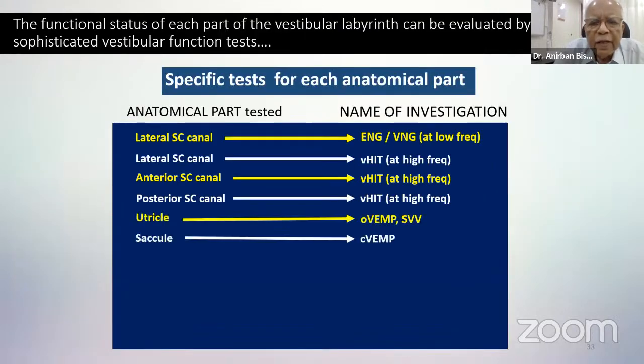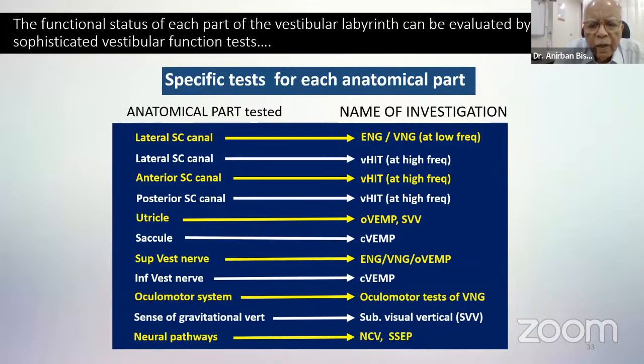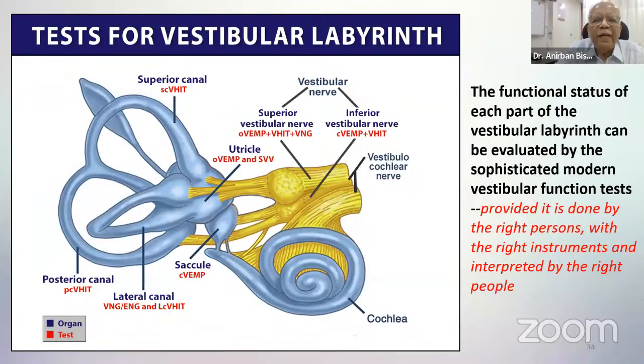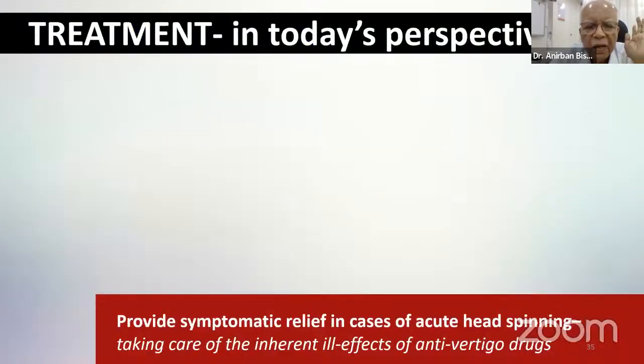Now, there are specific tests for each part of the vestibular organ. This is just to tell you that each part of the vestibular system can be tested, and we can give you a very precise diagnosis. Like the lateral semicircular canal of the left side is 39.68% defective, or the saccule in the balance organ is 82.6% defective. So that is the precision that we have. For each part of the vestibular labyrinth, there are different tests, and from each test you can find out which part is at fault.